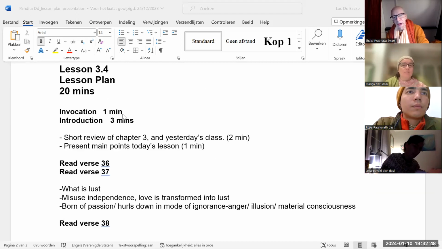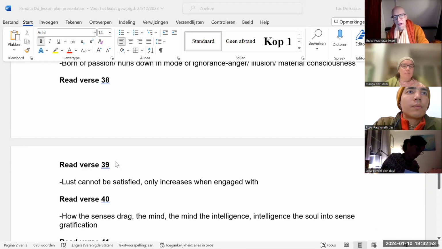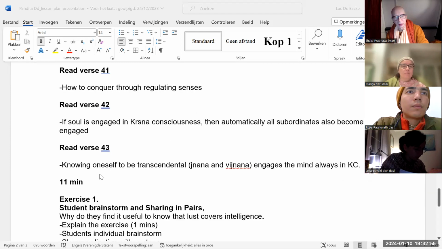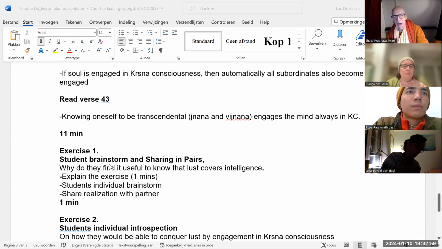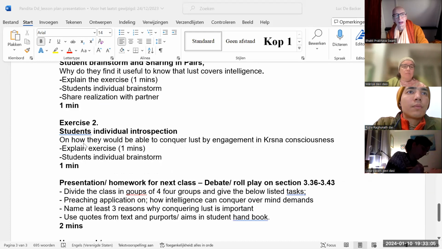Invocations says 1 minute, introduction 3 minutes, then going to the verses and explain the verses, and that's in total 11 minutes. And then she has an exercise, student brainstorm and sharing in pairs. That second exercise, students and individual introspection. So there should be exercises, interaction with the students.